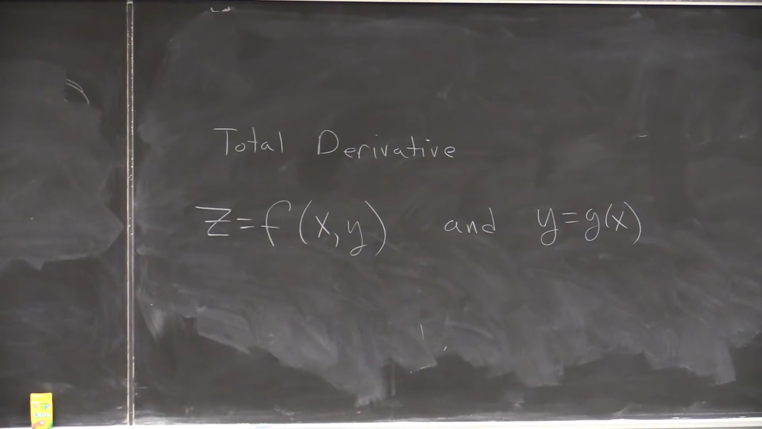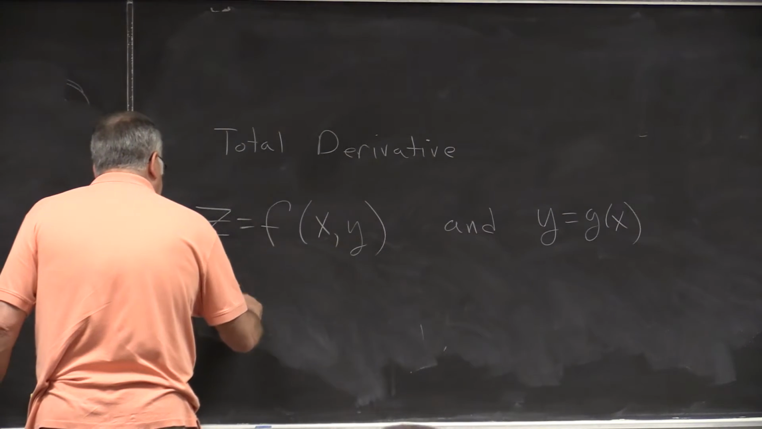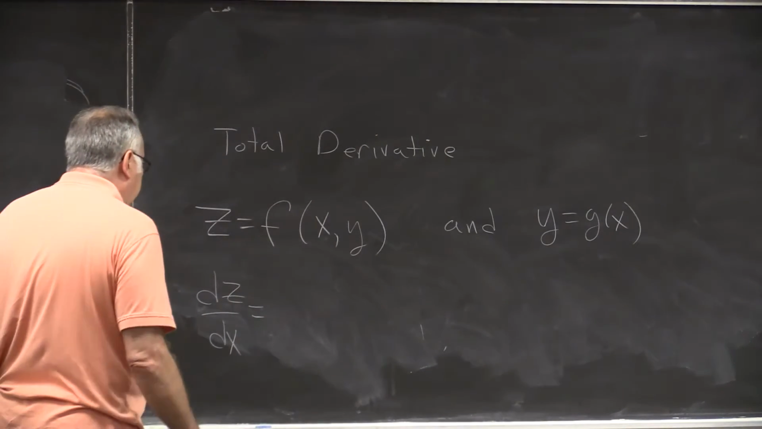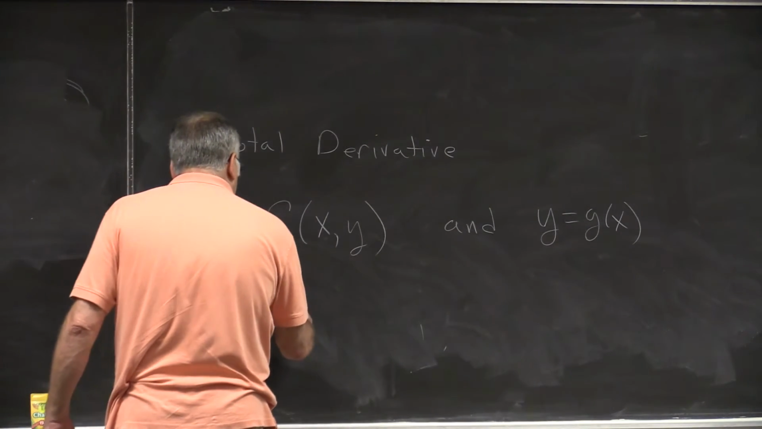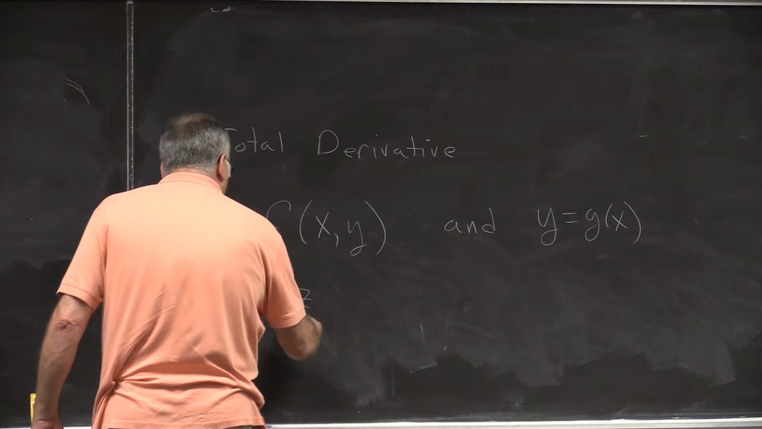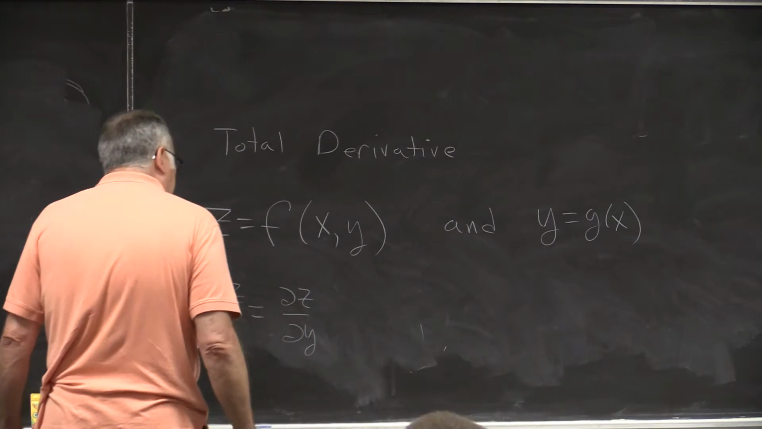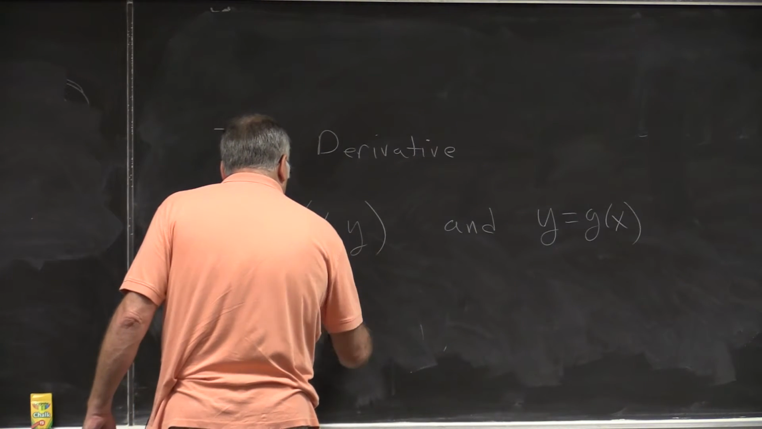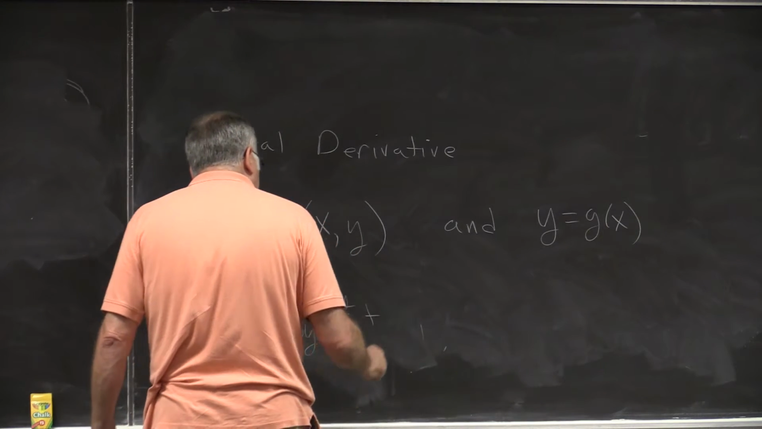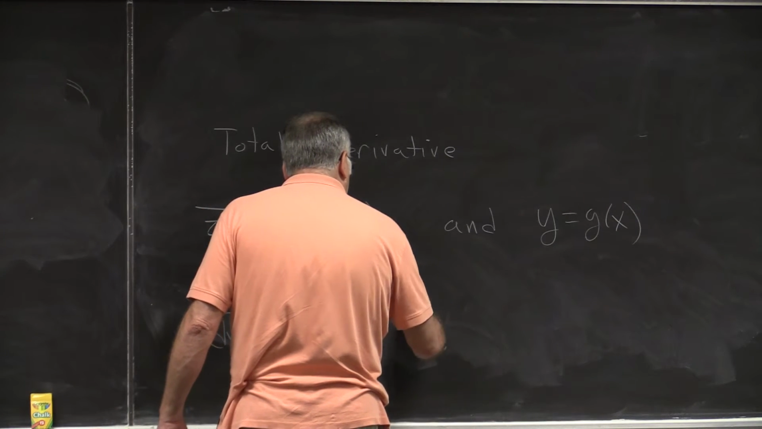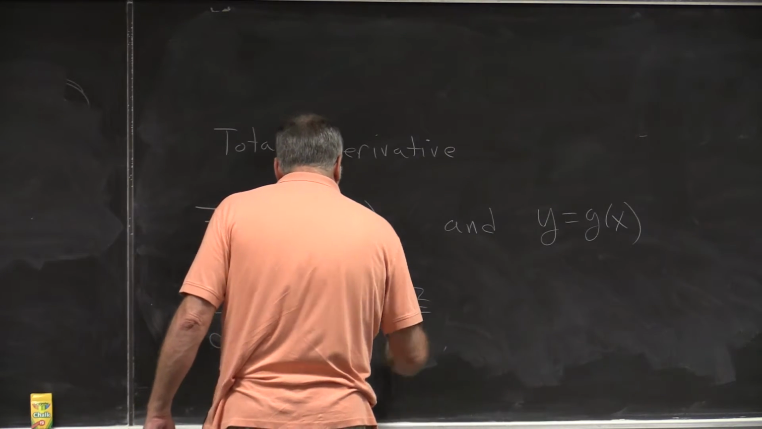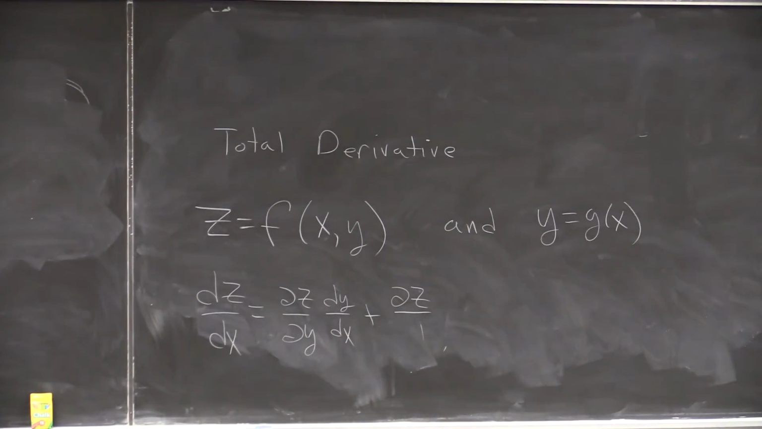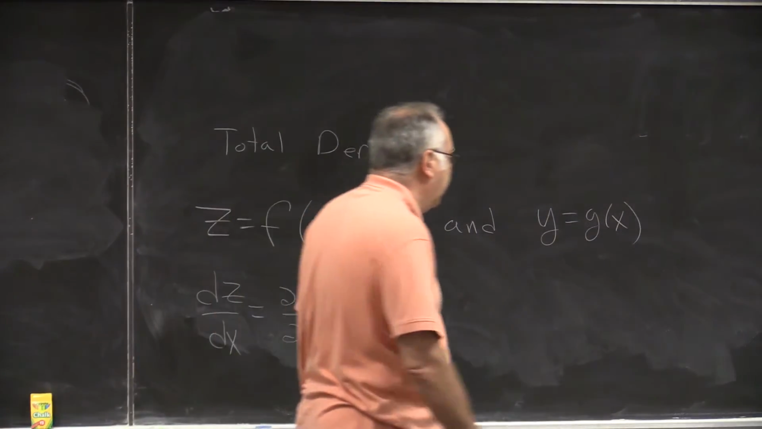In this situation, we have what's called a total derivative of z with respect to x. And the total derivative of z with respect to x, dz/dx, is just the following. It's going to be partial z, partial y, times dy/dx, plus partial z, partial x. Excuse me, partial z. Wait a second. No, wait a second. Let's start this over.